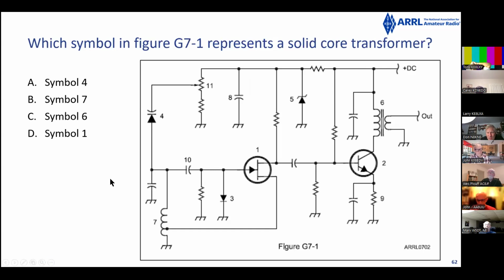Yep. Which symbol represents a solid core transformer? Now, a transformer is 2 coils that are deliberately coupled, and we'll talk about those later too. Symbol 4, 7, 6, or 1? 6. Yep, symbol 6, or Charlie.